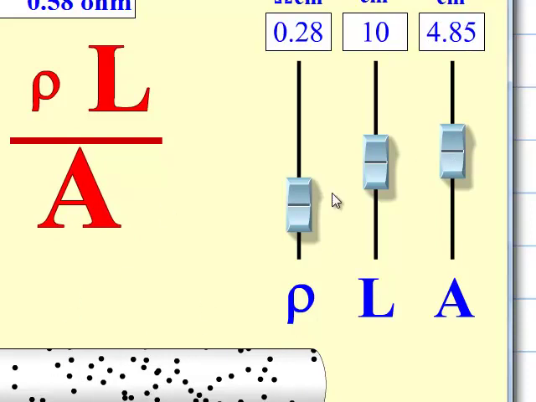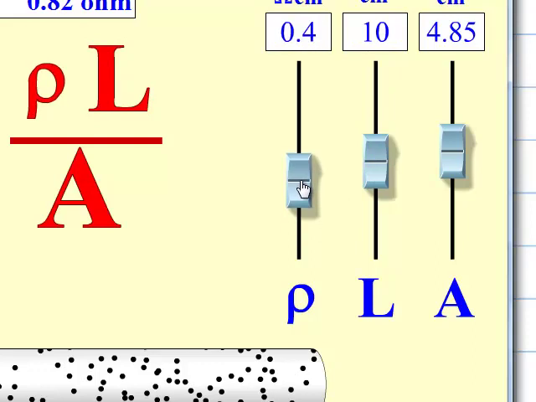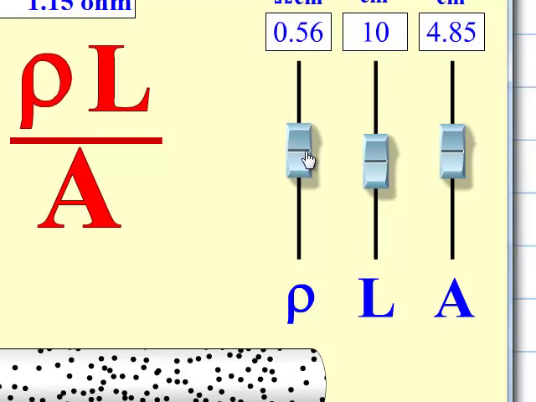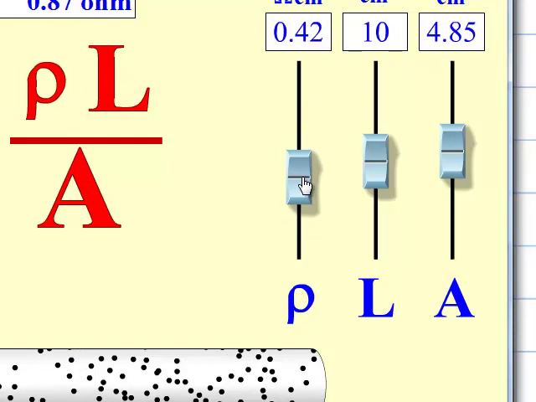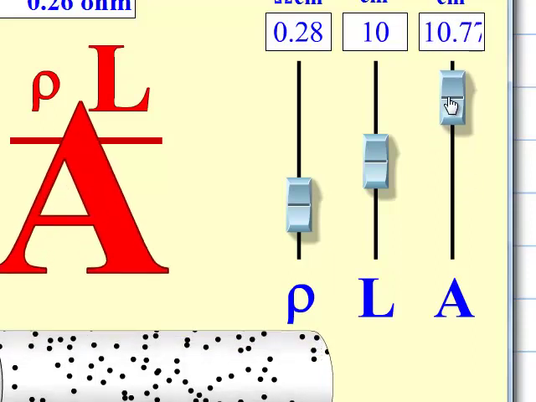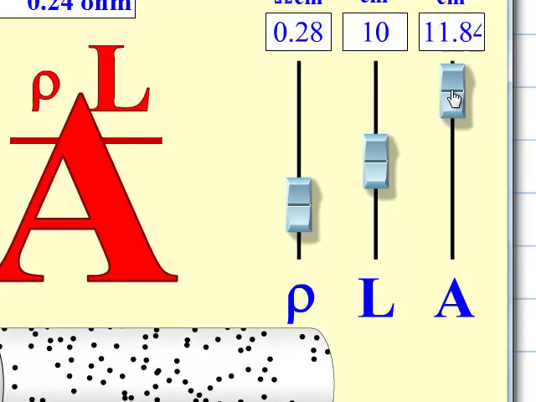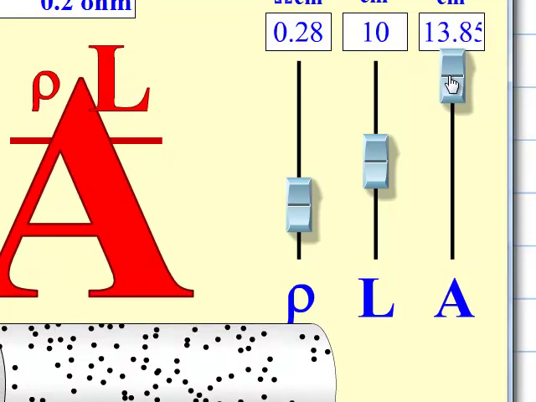Of course, here the wire changes: you increase the length, that's kind of obvious, and the resistance increases. The resistivity increases, so there are more atoms in here, and so the resistance increases. And then the cross-sectional area increases, and you can see it's easier for the electrons to flow through there, so the resistance goes down.